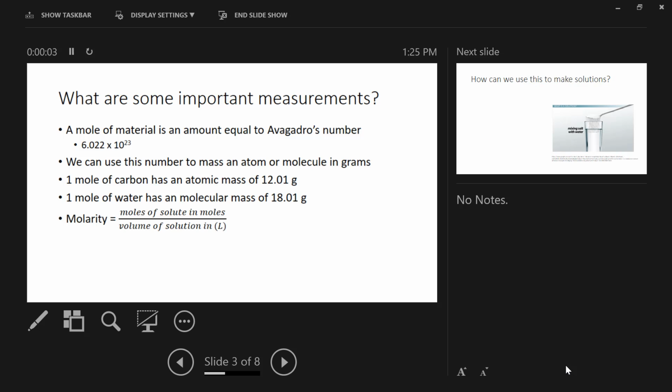Okay. Molarity is the moles of solute, in moles, divided by the volume of the solution in liters.